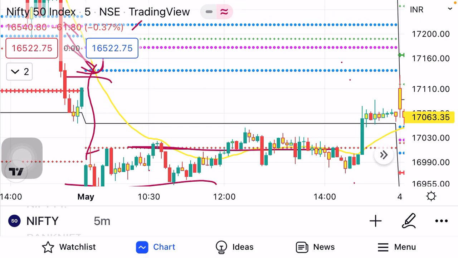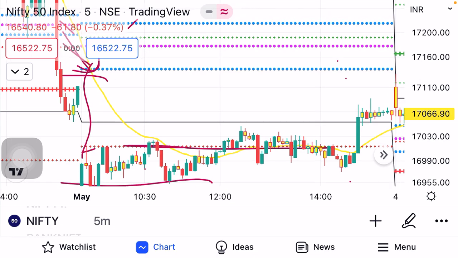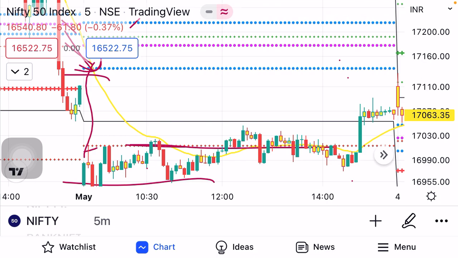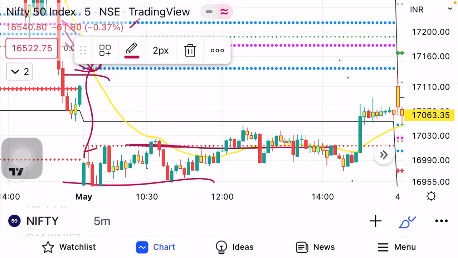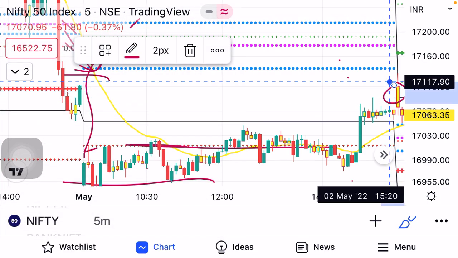See, 4th May is Wednesday. The CPR is in downtrend, right? And the location of the candle, observe here, is near H3, right? So the CPR is in downtrend, so we'll wait for the put position only.